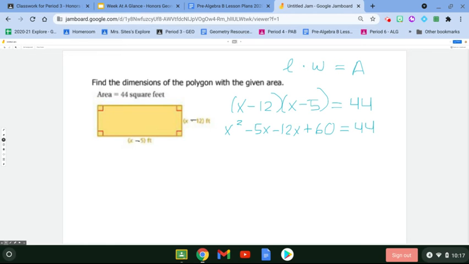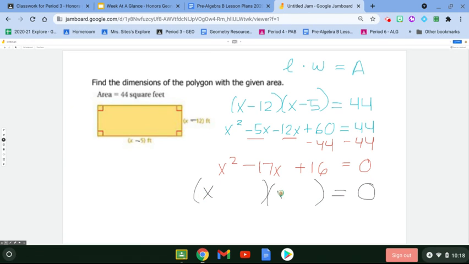We need to now set that equal to 0. So we're going to subtract 44 from both sides. I'm also going to combine my like terms, the negative 5x and the negative 12x. Okay, so now the next move is we need to factor this out and set this equal to 0 and solve. So I'm going to split my x's. I know that I need to have the same sign in here based on what I have at the end, and the sign has to be negative in both.